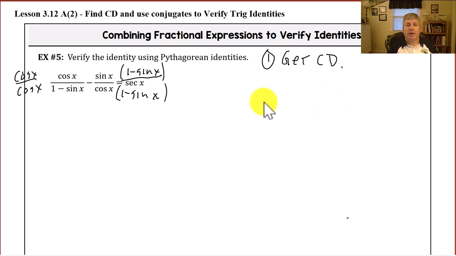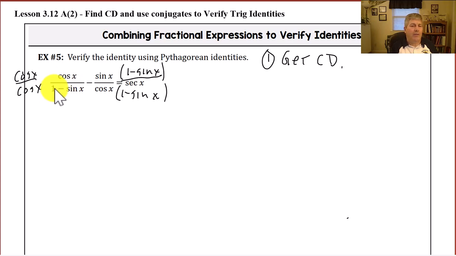Welcome back. The objective of this video is to verify trig identities, but we'll have to find a common denominator, and we'll also learn how to use conjugates to achieve our goal. So in example 5, we're asked to verify using the Pythagorean identities. Our goal here is to first get a common denominator, because we don't have a common denominator here. And this one does look kind of sneaky.